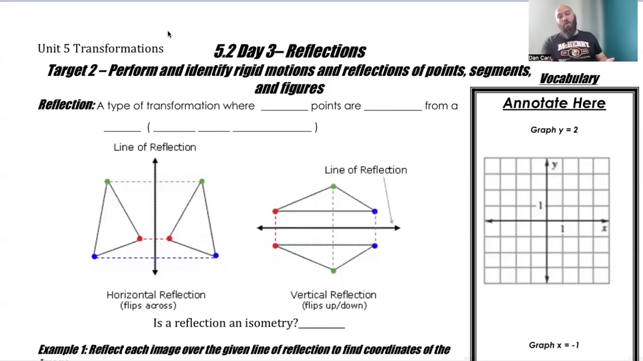Today we're going to be looking at 5.2 day 3, focusing on reflections as our third transformation. Okay, so first of all, a reflection is a type of transformation where all points are mirrored from a line. That line is called the line of reflection.